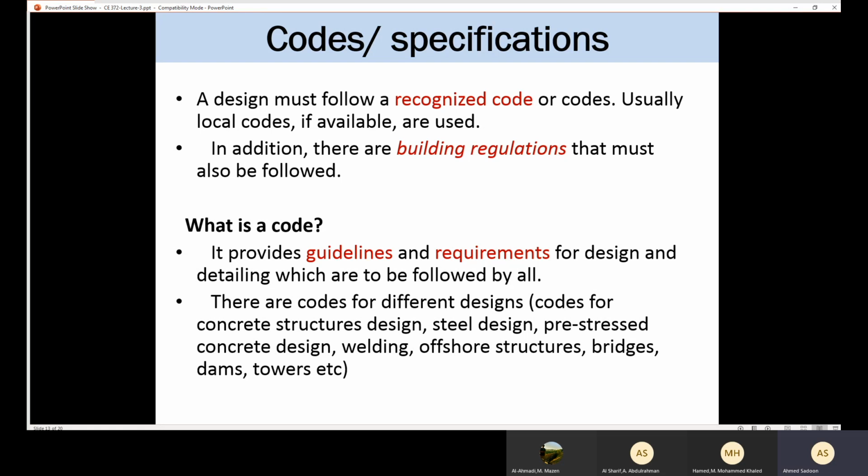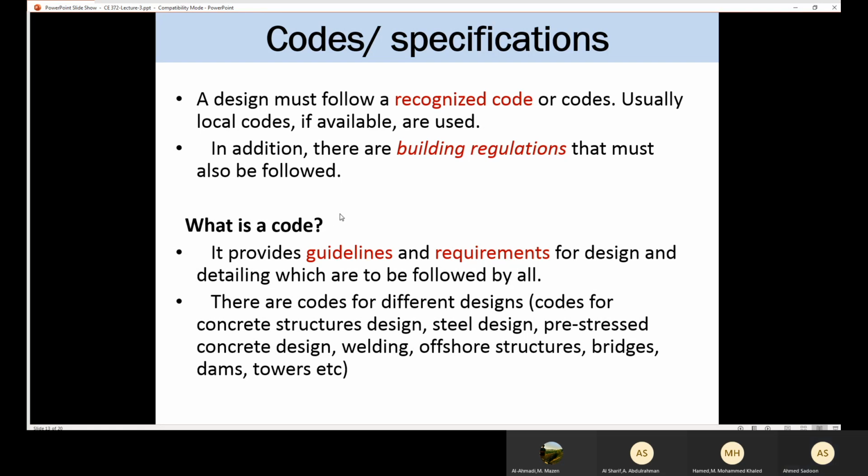Also, we have regulations. Building regulations should be followed. For example, here in the municipality, if you want to have a license to build something, you need to go to the municipality and you should meet the building requirements. For example, here in the city, it's not allowed to build more than 3 floors. So you need to meet these regulations. So we have the codes and also we have regulations implemented by the authority of your city.